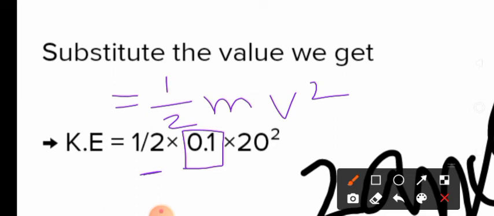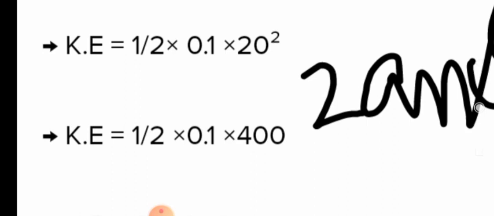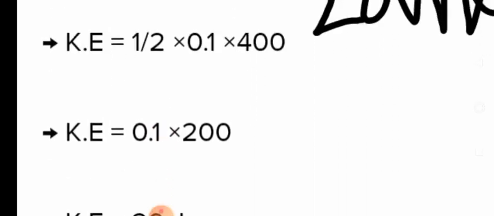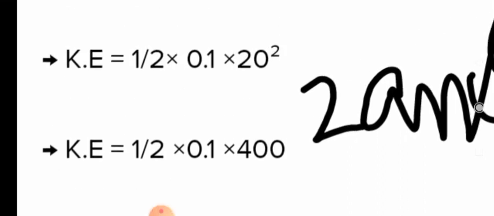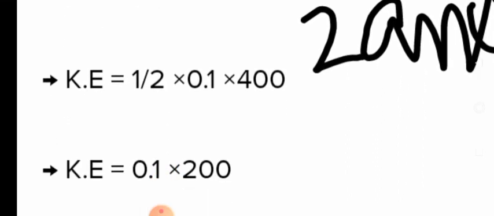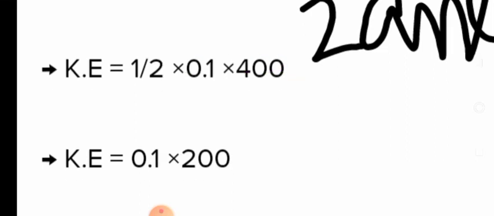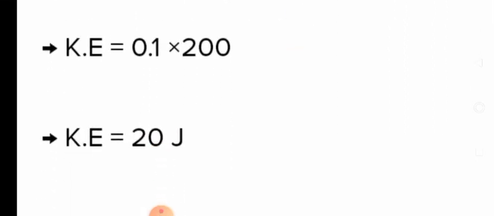Do you understand? So by substituting the values we get this. Then when you do this, what will be the answer? When you calculate, you multiply. So 20 square is 400, and then when you multiply by half, you will get 200. We can do the cancellation so that it will become 200, and that is equal to 0.1 into 200, and what's the answer? So when you multiply 200 into 0.1, you will get the answer as 20 joules.